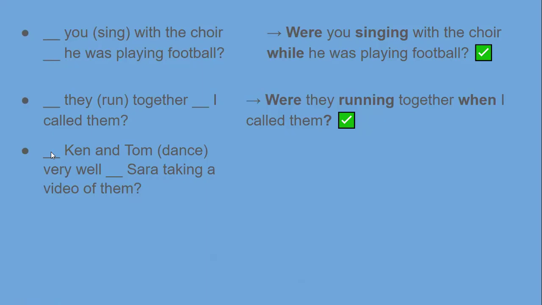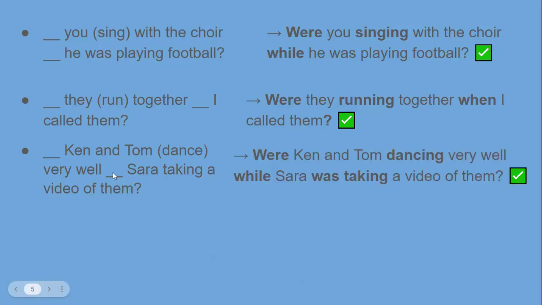For the subject they, we use the past verb to be, were. Our verb needs to end with an ing. The second action is also in the past continuous tense. And therefore, I need to use the connection while, right? So therefore, I need to say, were Ken and Tom dancing very well while Sarah was taking a video of them?